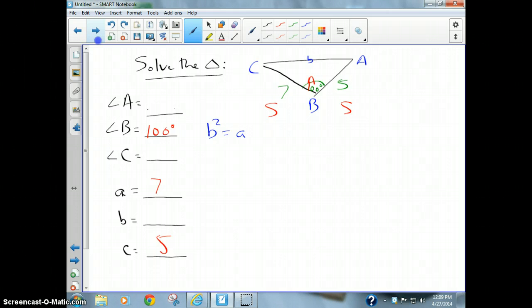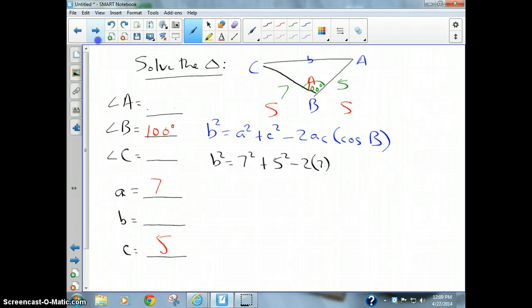b squared is equal to a squared plus c squared minus 2ac cosine of B. Now let's fill in our numbers. We're looking for b squared. So a squared would be 7 squared plus c squared, which would be 5 squared, minus 2 times 7 times 5 times the cosine of 100 degrees.